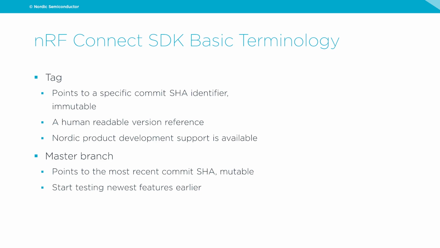Master branch points to the most recent commit SHA, and that's mutable. That's always changing. So that's always pointing to the most recent commit. And master branch can be used if you want to start testing newer features earlier on, for example.